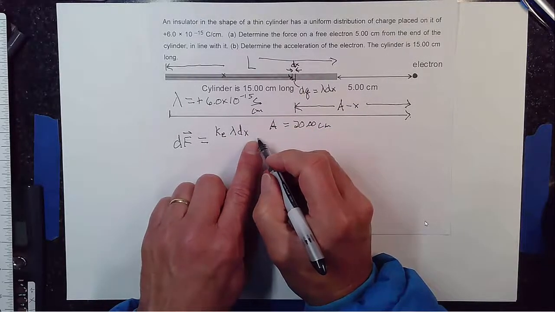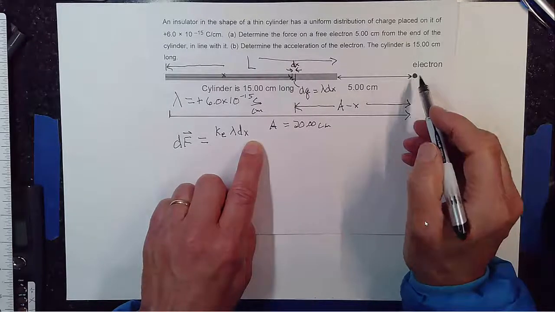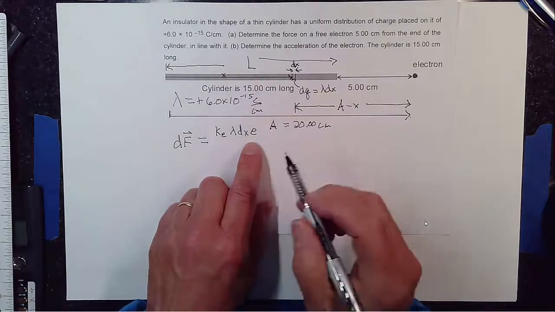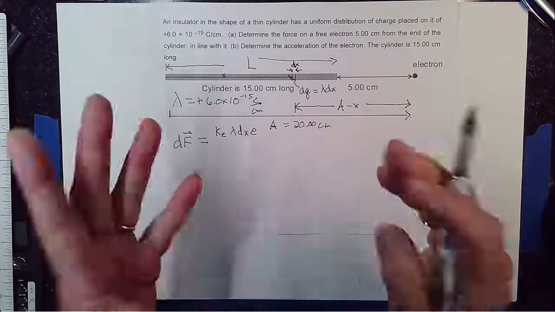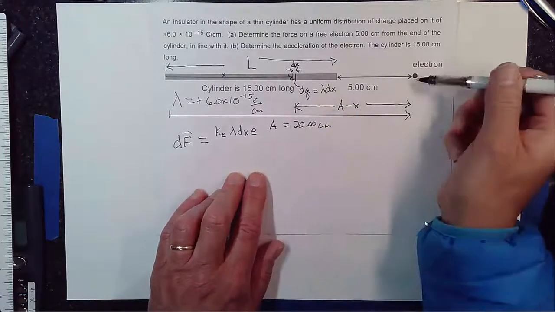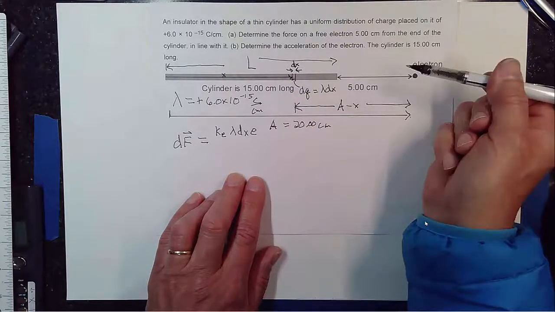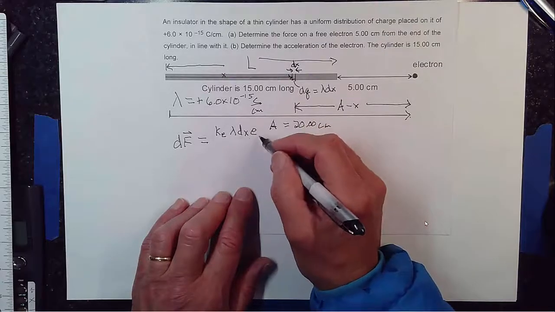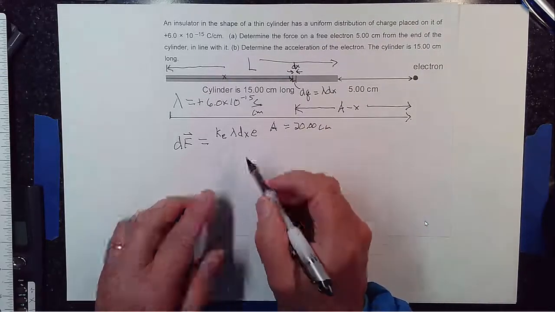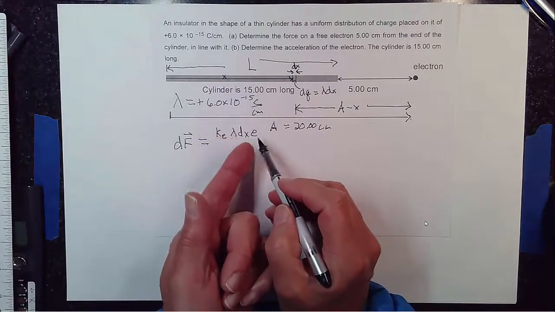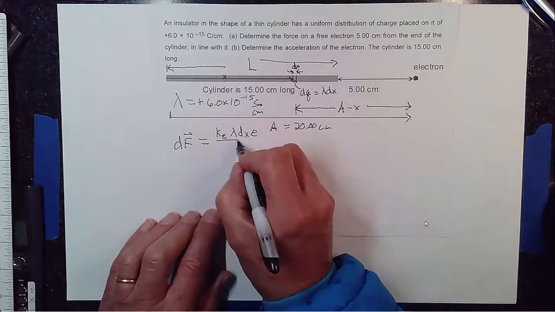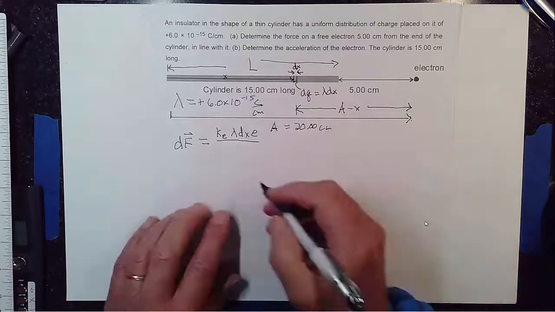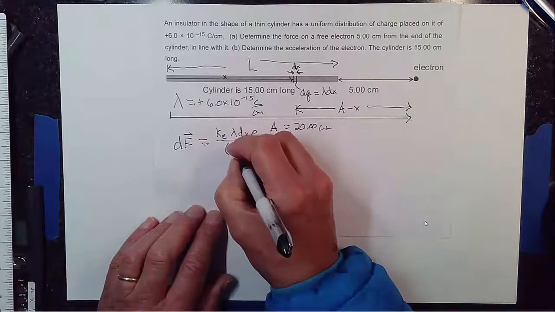Our Q2 is going to be the charge of the electron, which is e, and in this case it's going to be negative 1.602 times 10 to the minus 19th coulombs. The electron is going to be pulled toward this cylinder. That's my numerator: K sub E, Q1, Q2, and then the distance between that charge and the electron is A minus x, and of course that has to be squared.